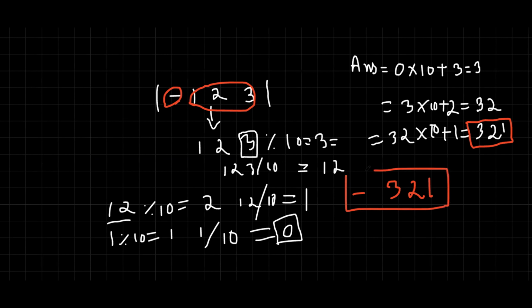And additionally, we have to check one thing. If the integer does not fall into minus 2 to the power 31 to positive 2 to the power 31 minus 1, we have to simply return 0. I hope you understood the algorithm and the basics of the division and the modulus operation here. Now let's move on to the code.